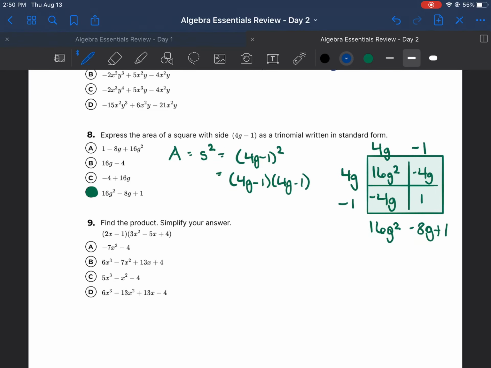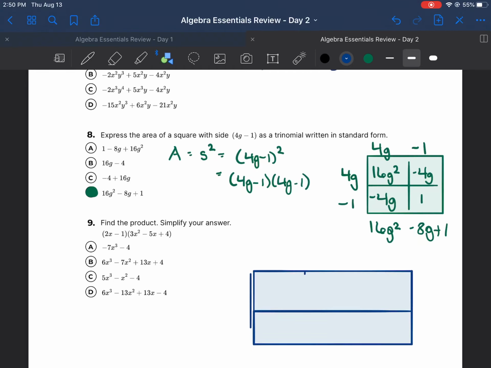Problem 9, find the product, simplify your answer. So it's basically another multiplying problem, but notice this time we have a binomial times a trinomial. So again, I'm going to use the box method, and the reason I'm going to do this is because I think it gets a lot easier to use the box method when the dimensions get larger. So we have 2x minus 1, and then we have 3x squared minus 5x and 4.